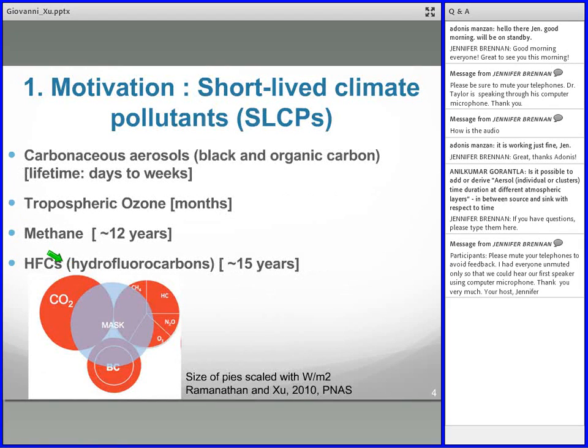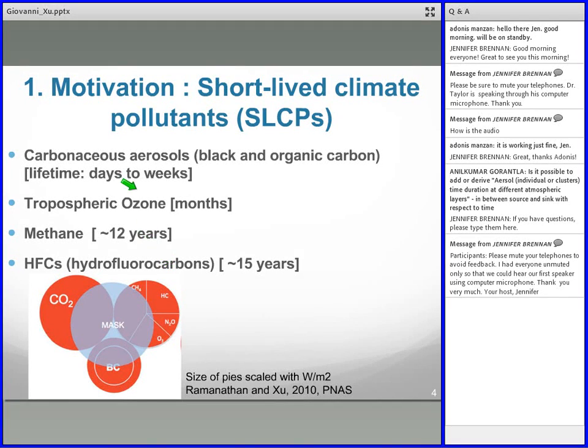So first, the motivation part. What are the short-lived climate pollutants? There are several chemical species categorized as short-lived climate pollutants, including carbonaceous aerosol of black carbon and organics, ozone, methane, and hydrofluorocarbons. And we call them short-lived species because their lifetimes only range from days to weeks, and a little more than 10 years for methane and HFCs, but still significantly shorter than the lifetime of CO2, which is decades to centuries.